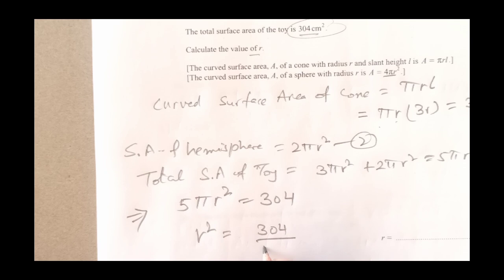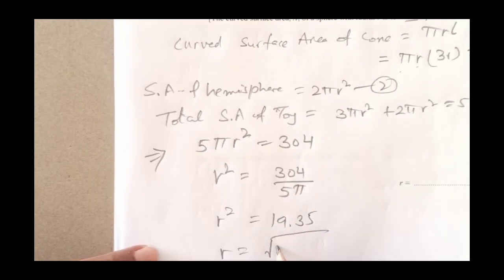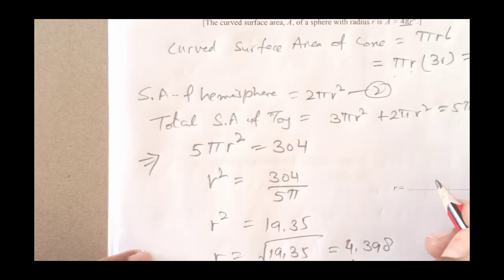So divide by 5 pi here. So this r square is 19.35 and r is square root of this, which comes out to be 4.398, so approximately 4.40.